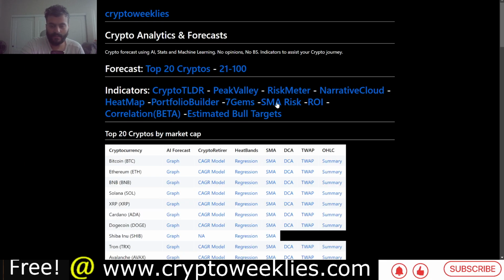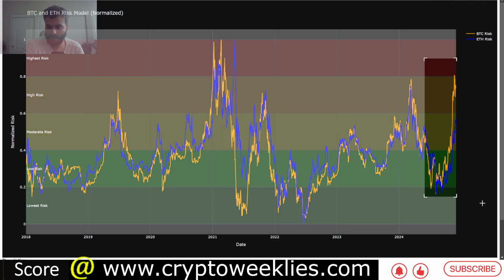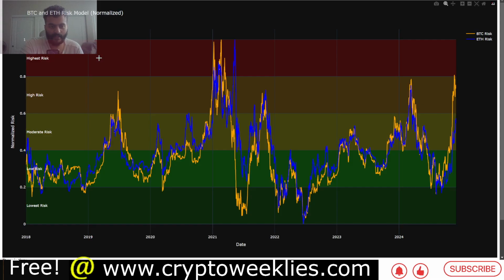Today we'll also spend some time analyzing some of the SMA risk. Now that Bitcoin SMA risk has gone slightly higher than 80%. This was the first reading above 80% since the bull market of 2021. 80% is the highest risk level for Bitcoin or Ether. Basically, anytime BTC is above that 80% risk, the short-term bubble risk is amplified at that point in time.